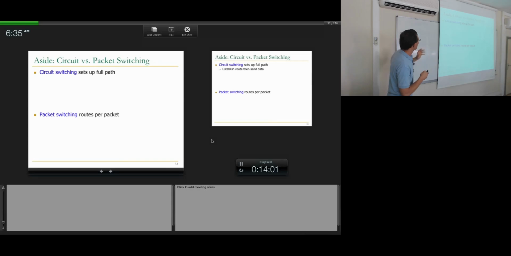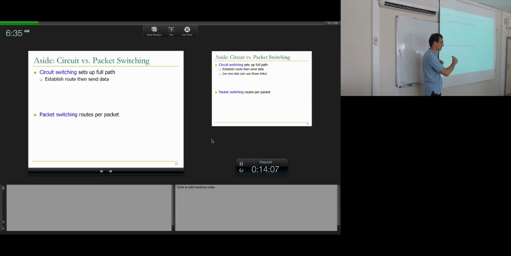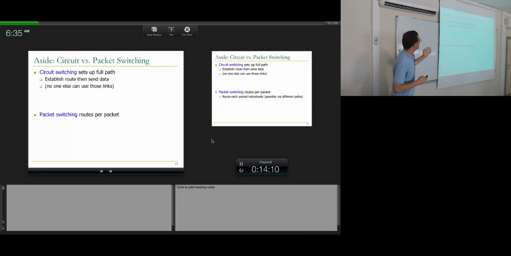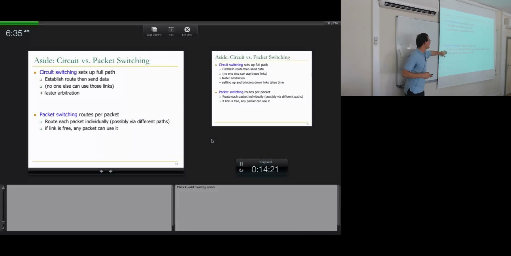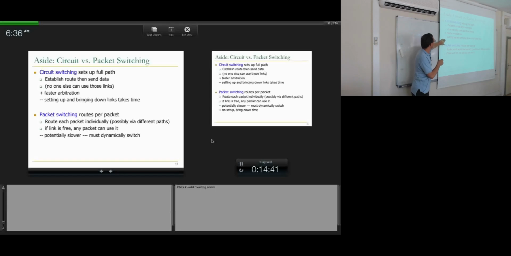Okay. So just as an aside, circuit switching sets up the full path and uses that path through those routers beforehand. First, you establish the route and send the data. No one else can use those links while the path is established. Whereas packet switching routes each packet individually, possibly via different paths. If the link is free, any packet can use it, so it's more flexible. This leads to faster arbitration, simpler router, hopefully. The downside is handshake, right? You have to set up and bring down the links first, and that needs to happen. There needs to be arbitration beforehand, whereas there's no per packet arbitration.